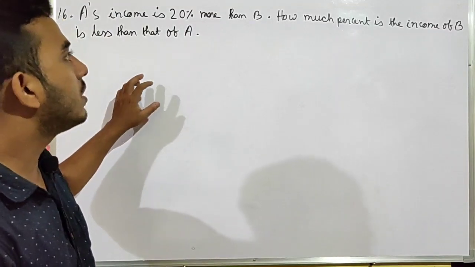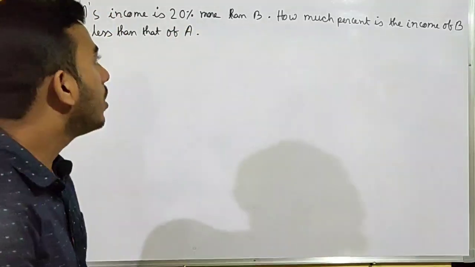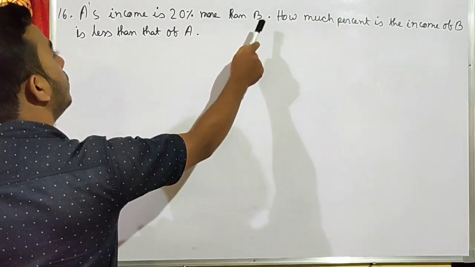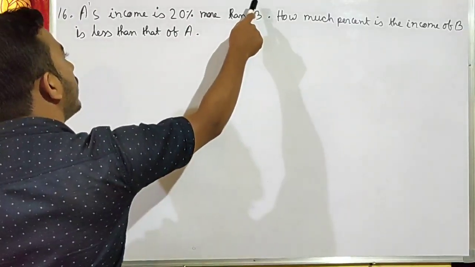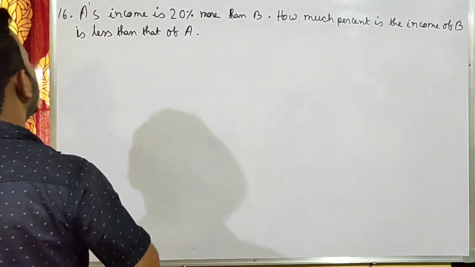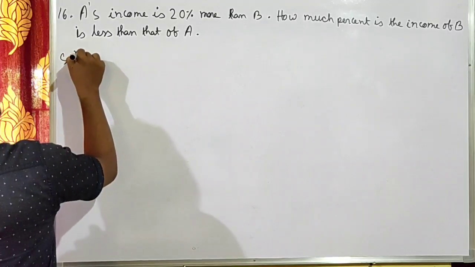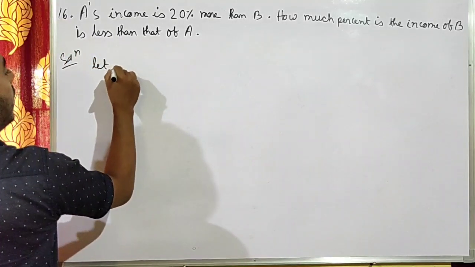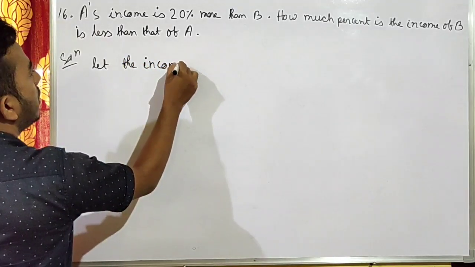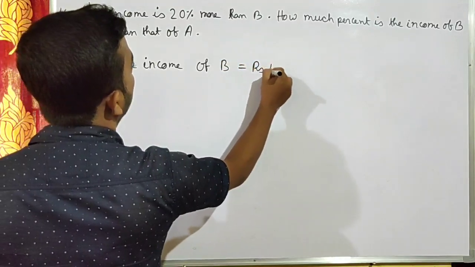We have to consider whose salary is higher. Here, do we consider A's salary or B's salary? Look, there is a relation. A's income is 20% more than that of B. That is, if we consider the salary of B, we can write the salary of A. So let's take the salary of B as rupees 100. Solution: let the income of B equal rupees 100.